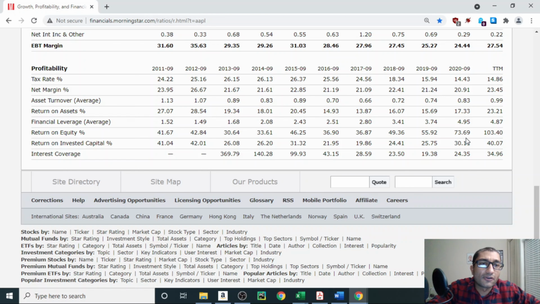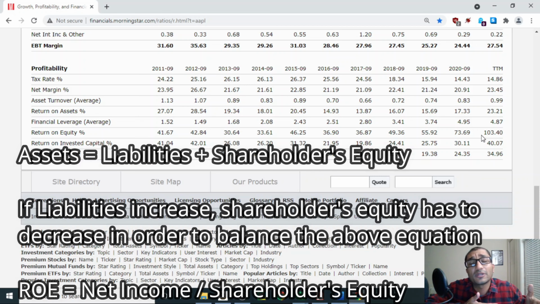Whenever the company's return on equity is excessively high, that is a cause of concern because it tells us that the company is becoming more leveraged. The way this return on equity number gets inflated is that we know assets have to equal liabilities plus shareholders' equity, and whenever liabilities go up, shareholders' equity has to go down. And when we look at the equation for the return on equity, it's equal to net income divided by shareholders' equity, and whenever shareholders' equity is a tiny number, I'm bound to get inflated return on equity numbers.